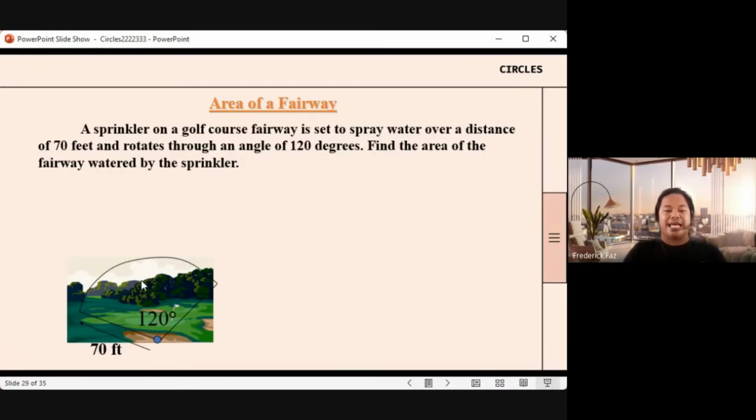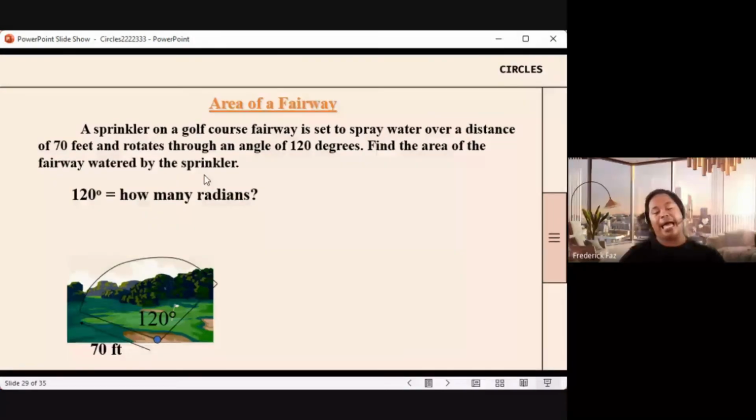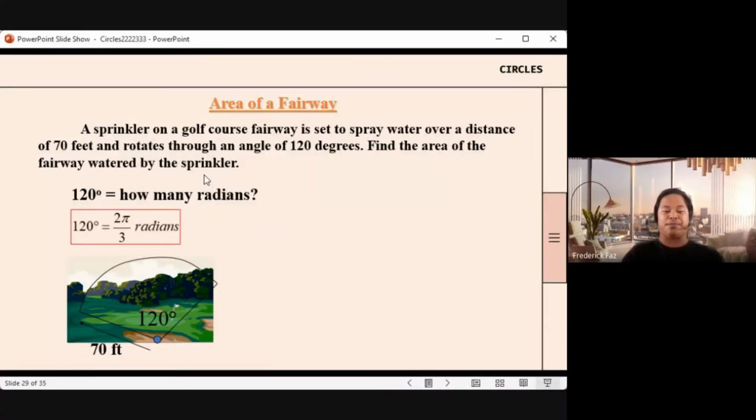Next po, a sprinkler on a golf course fairway is set to spray water over a distance of 70 feet and rotates through an angle of 120 degrees. Find the area of the fairway watered by the sprinkler. So if we're going to convert 120 degrees to radians, this is how we do po.